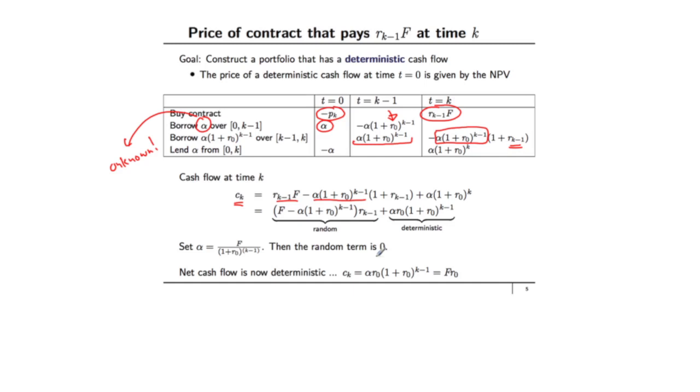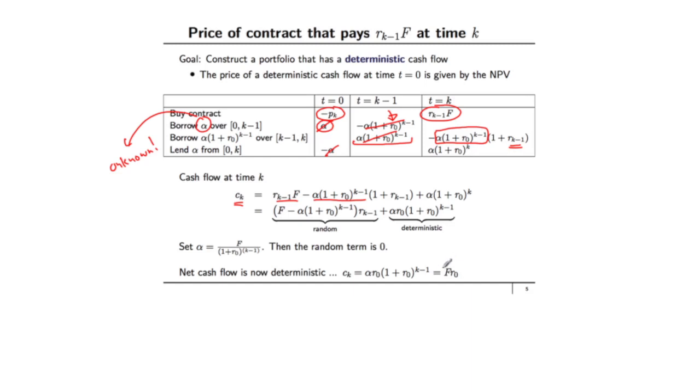What is the cash flow at time t equal to 0? This plus alpha and this minus alpha cancel. The cash flow is minus pk, which is basically the price that you pay for the contract. At time t equal to k minus 1, this quantity and that quantity exactly cancel. And what is the net cash flow that I get at time t equal to k? That's going to be alpha r0 times 1 plus r0 to the power k minus 1, which is f times r0.